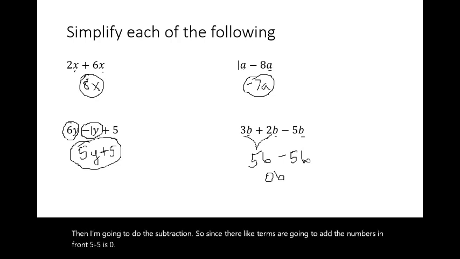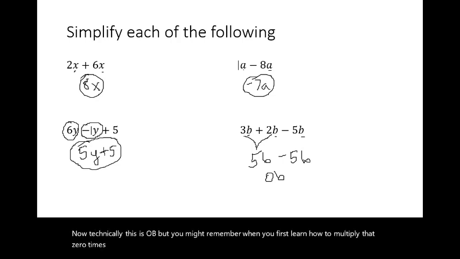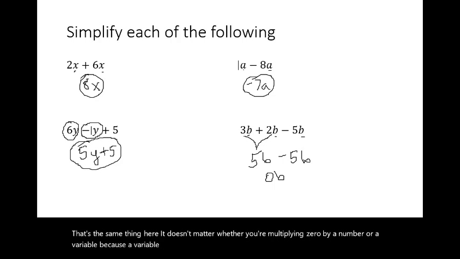Now technically, this is 0b. But you might remember when you first learned how to multiply that 0 times anything is 0. And that's the same thing here. It doesn't matter whether you're multiplying 0 by a number or a variable. Because a variable is an unknown number, 0 times b is still 0. So when that happens, when your coefficients add up to 0, your final answer is just 0.